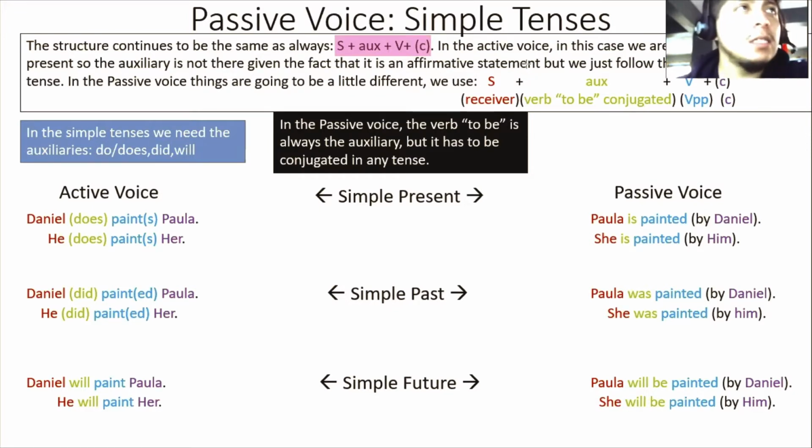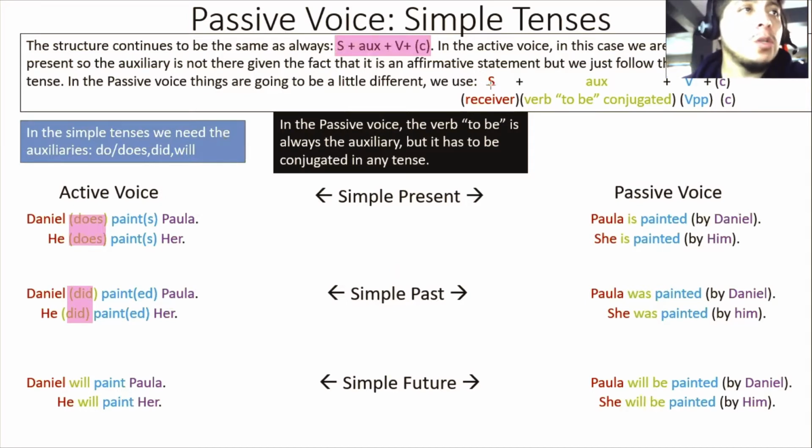In this case, in the active voice, we are using the simple present. So the auxiliary is not there given the fact that it is an affirmative statement. But we just follow the rules of any tense. Okay? In the simple present, remember the auxiliary is not mandatory in affirmative statements. And in the simple past, we don't use the auxiliary in affirmative statements. That is the problem with the simple present and the simple past. In the rest of the tenses, the auxiliary is going to be mandatory, okay?